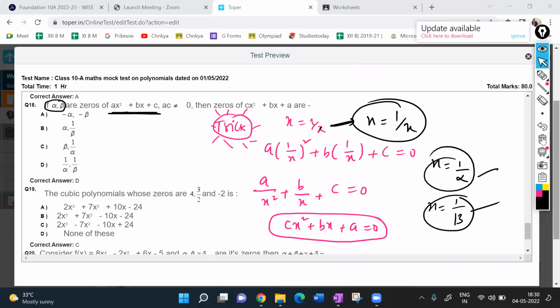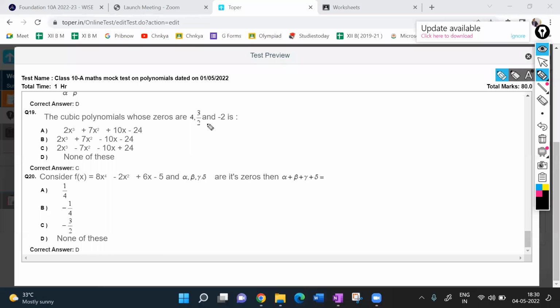Okay, so let me clear. Next question: cubic polynomial whose zeros are this one. What is the cubic polynomial whose zeros are this? You substitute whichever polynomial is given to you, and that would be your answer. Isn't it? If not, then what do you have to do? Guys, understood my point? See here, or else you do one thing.